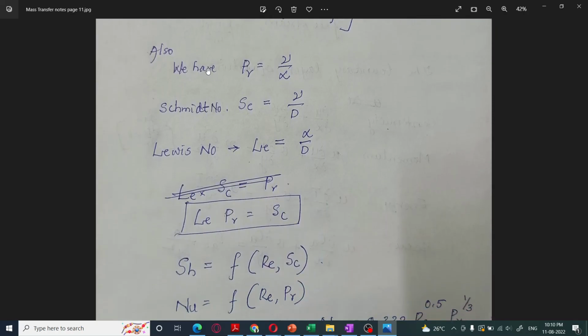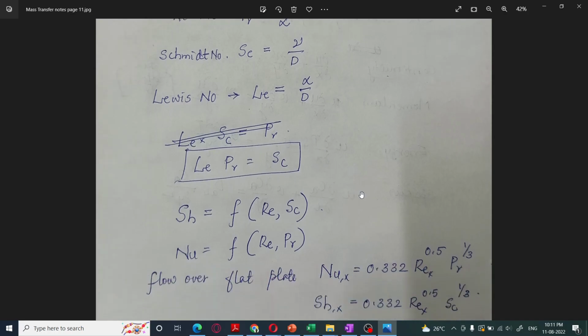So these may be asked for the examination, or for GATE and other exams. Interestingly, we can see that Lewis into Prandtl equals Schmidt. You should remember this for the future also. Now we have correlations to find out the Nusselt number. Just like that, in convective mass transfer, we have correlations to find out the Sherwood number. From the Sherwood number, we can obtain the convective mass transfer coefficient hm.